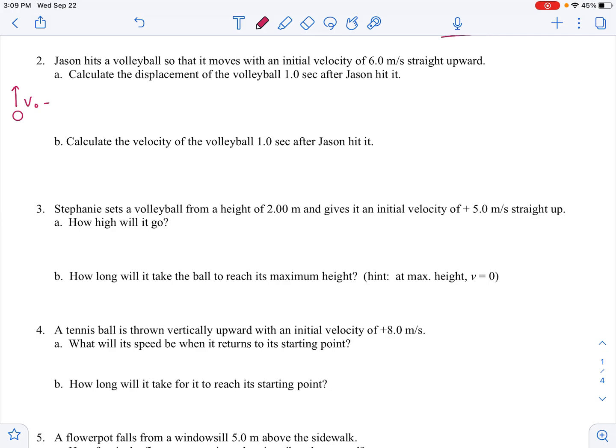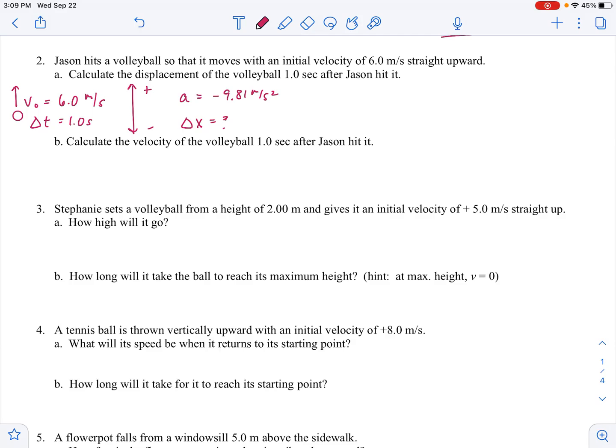We know the initial speed is 6.0 meters per second. I'm going to assign up to be positive and down to be negative. The amount of time that passes here is 1 second. We know that the acceleration is negative 9.81 meters per second squared, and we're supposed to find the displacement.